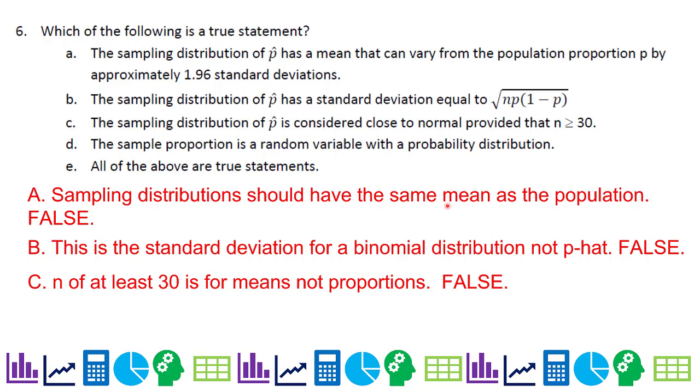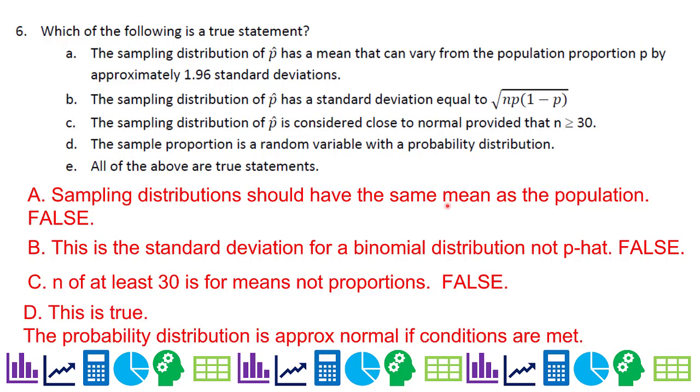C, the sampling distribution of p-hat is considered close to normal provided the sample size is at least 30. At least 30 is for means, not proportions. This is false. D, the sample proportion is a random variable with a probability distribution. Yes, it is. That's true. The probability distribution is approximately normal if all conditions are met. Now, it didn't include that, but that's true for the proportion if all conditions are met, and D is correct.